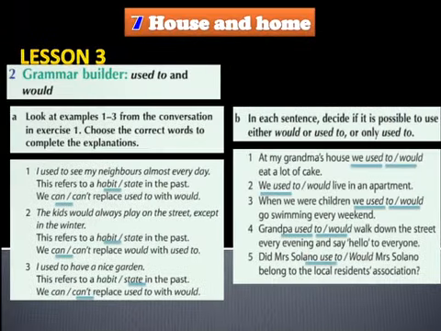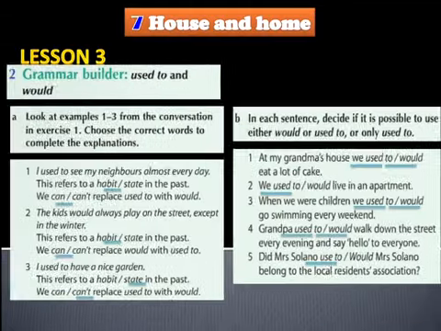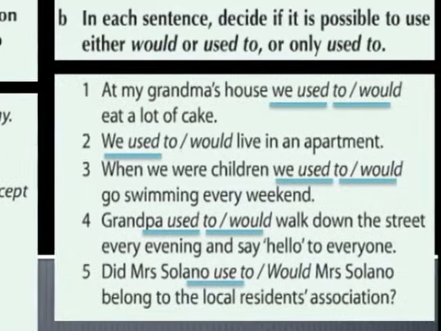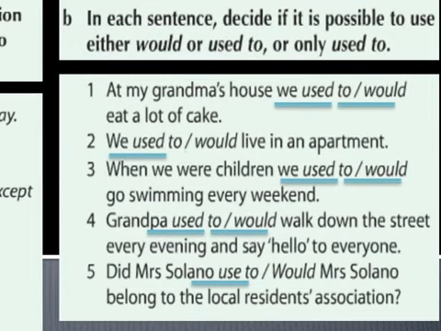5. Did Mrs. Solano use to, would Mrs. Solano belong to the local residents association? Belong is a state verb. We use use to, not used to, because we have a did here. Did use to. It is a state verb, so we only use used to, not would.